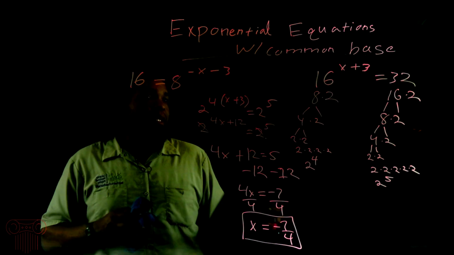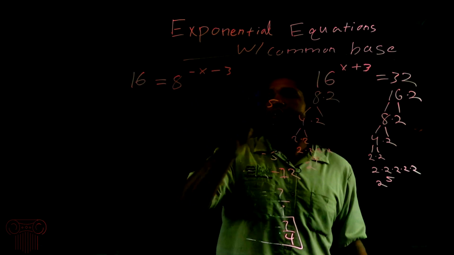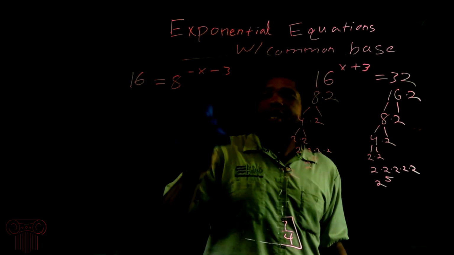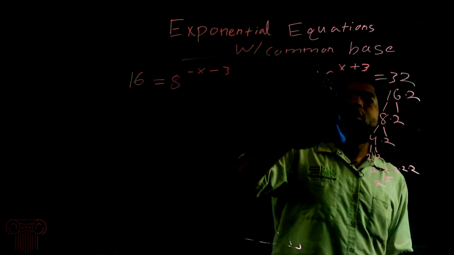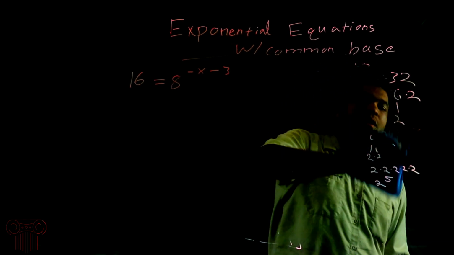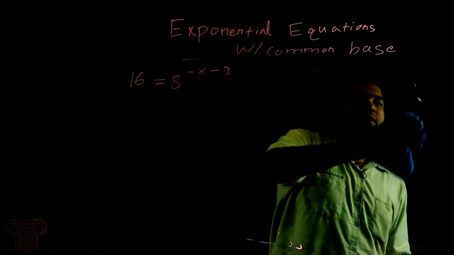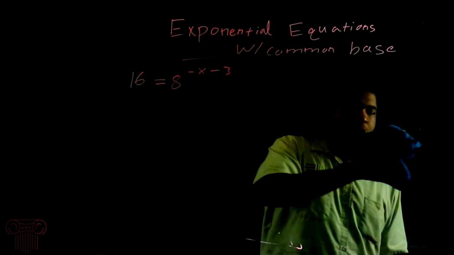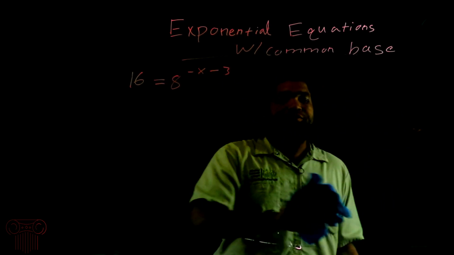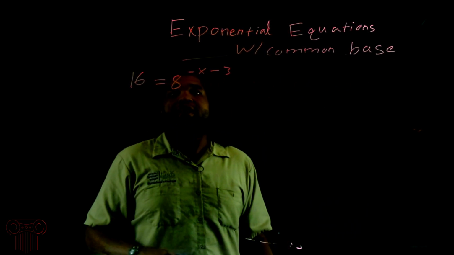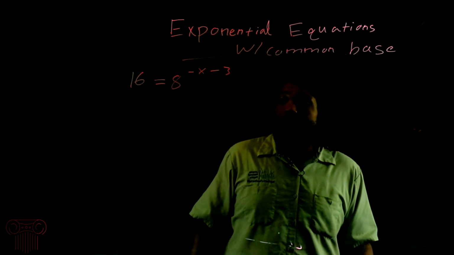Let's just do one more here. This next one I'm going to show you has a negative leading coefficient, which really doesn't change anything for us, but I want to do it because sometimes that leading coefficient can throw people off, and it's not really a big deal. So we have here 16 equals 8 to the power of negative x minus 3.